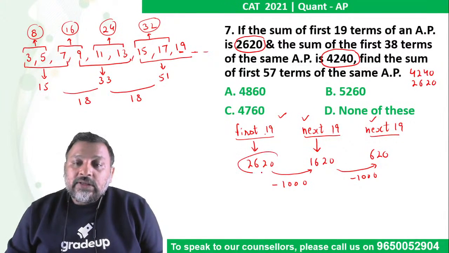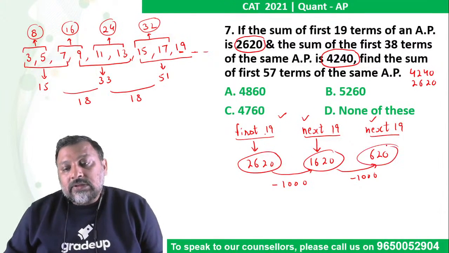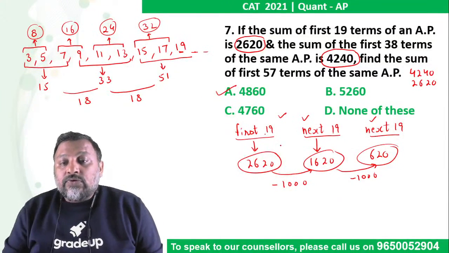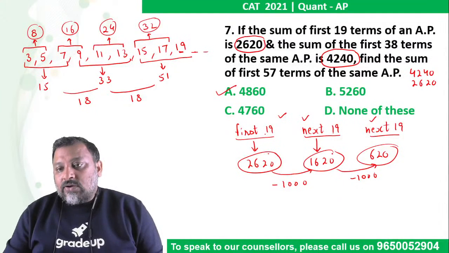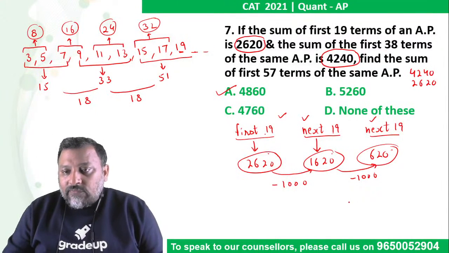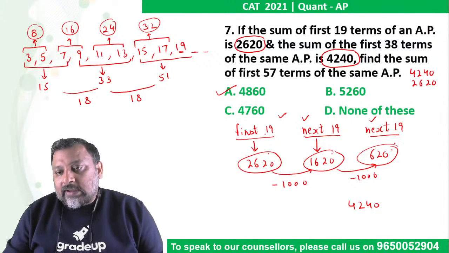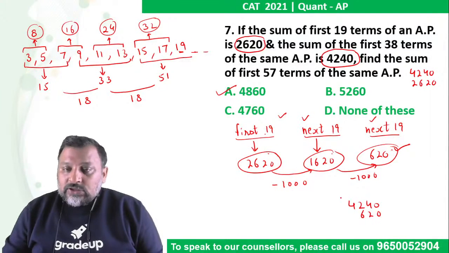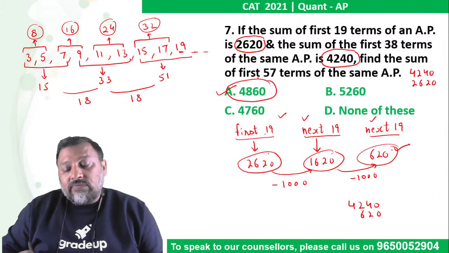तो आंसर क्या होगा, दिस दिस एंड दिस. ऐड दिस टू, ऐड दिस थ्री, यू विल गेट द आंसर. सो फर्स्ट 19, नेक्स्ट 19 और उसके बाद नेक्स्ट 19 ये होगा. तो 38 तो आपको ऑलरेडी दिया ही हुआ है 4240, और आपको पता है उसमें अगर इफ यू ऐड नेक्स्ट 19 विच इज 620, सो आई विल गेट द सम ऑफ फर्स्ट 57.